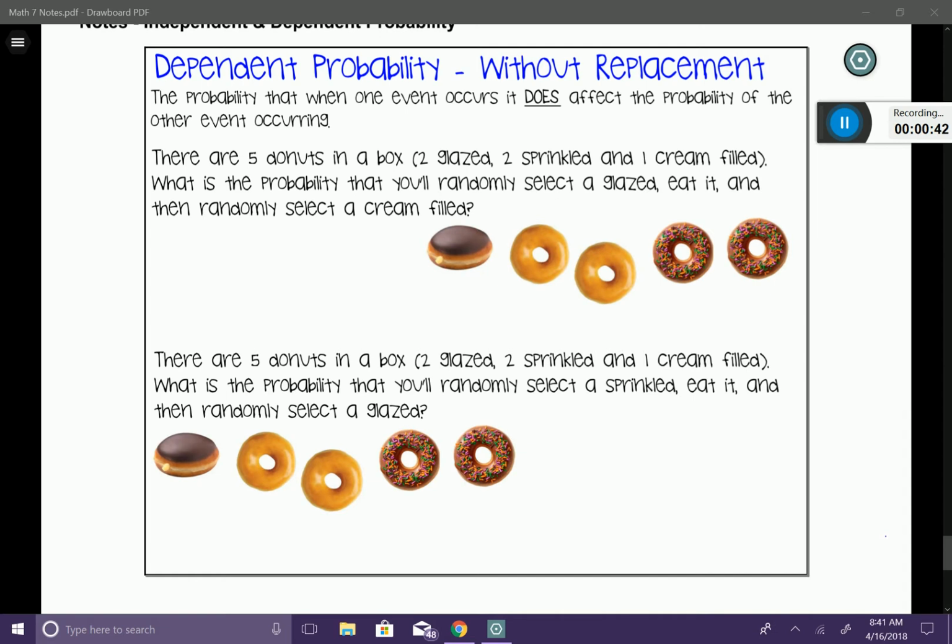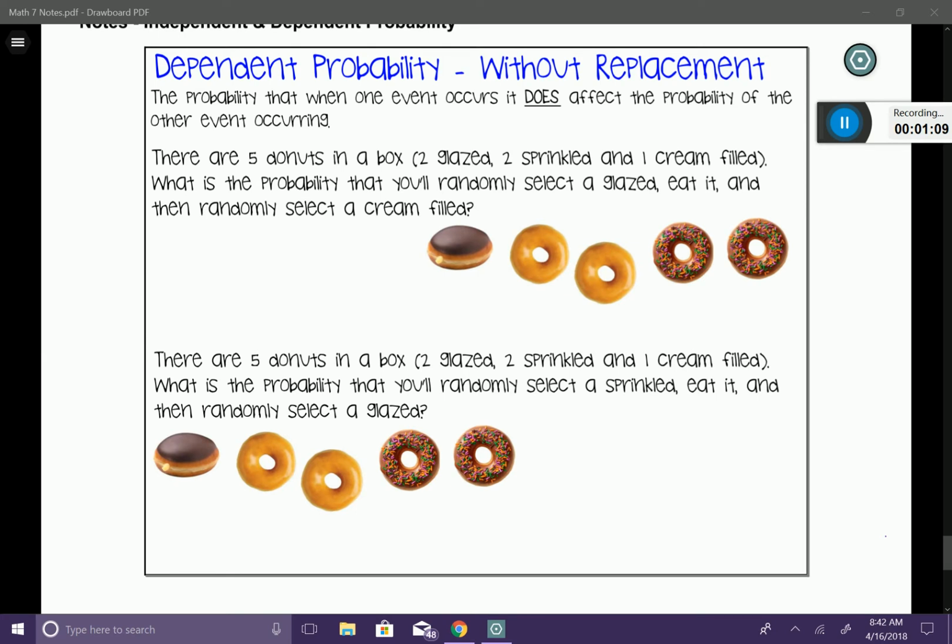So there are 5 donuts in a box. We have 2 glazed, 2 sprinkled, and 1 cream filled. What is the probability that you'll randomly select a glazed donut, eat it, and then randomly select a cream filled? You have to understand what's going on here. You pull out a glazed and you eat it. That's going to change the number of donuts that you have to choose from the second time around. So let's go ahead and calculate this.